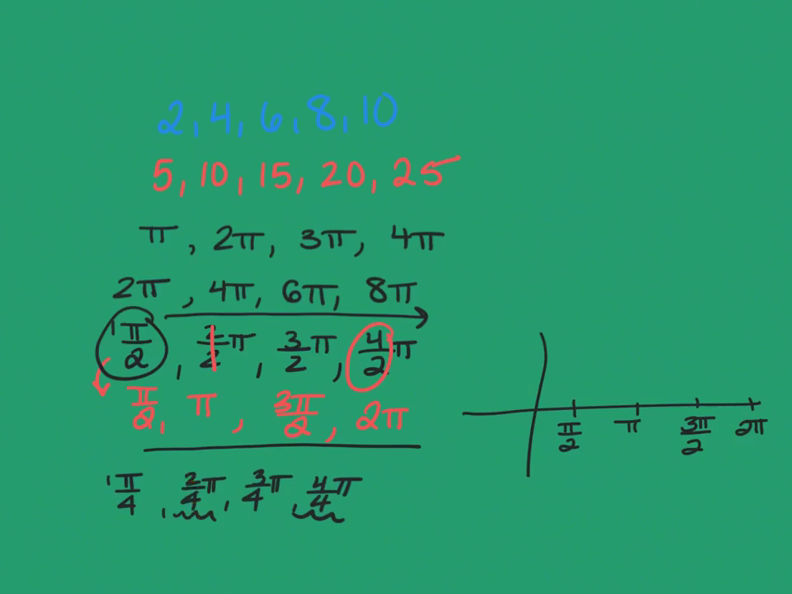2 pi over 4 can actually simplify to 1/2. So that's pi over 2. And this one, the 4's will cancel, so it's just pi. So pi over 4, pi over 2, and 3 pi over 4 is what our simplified answer would be.